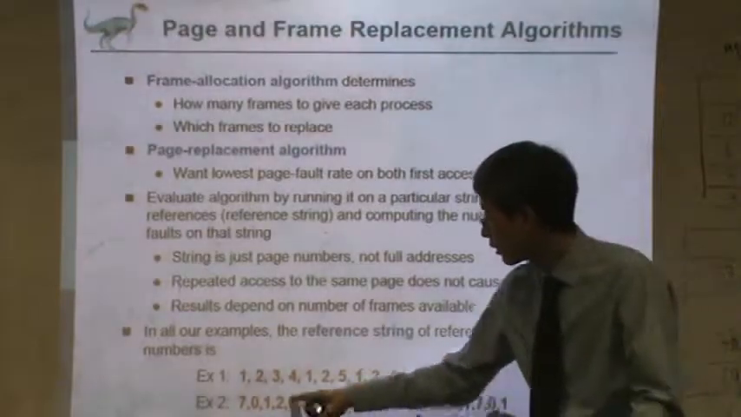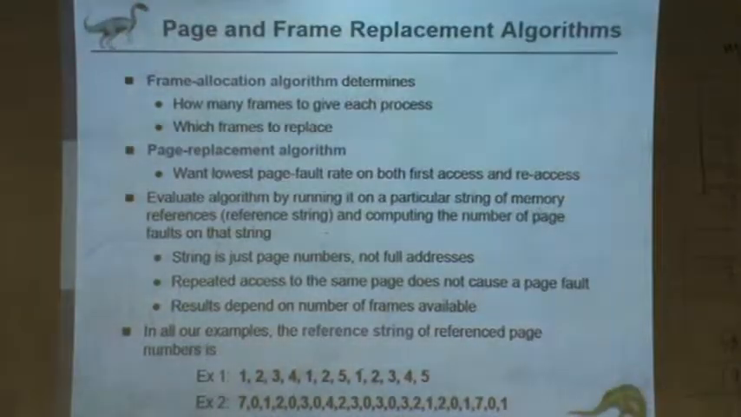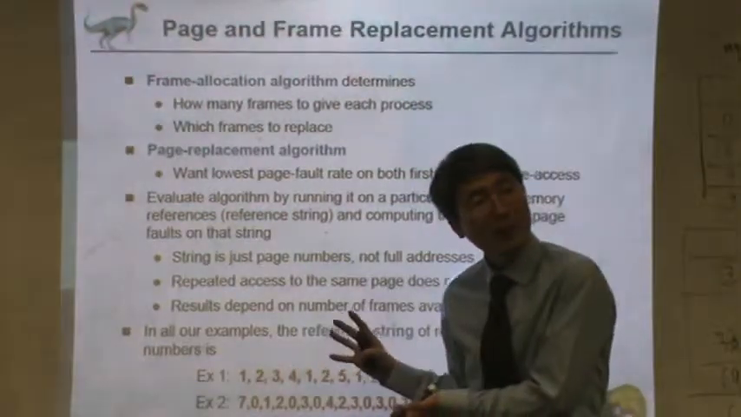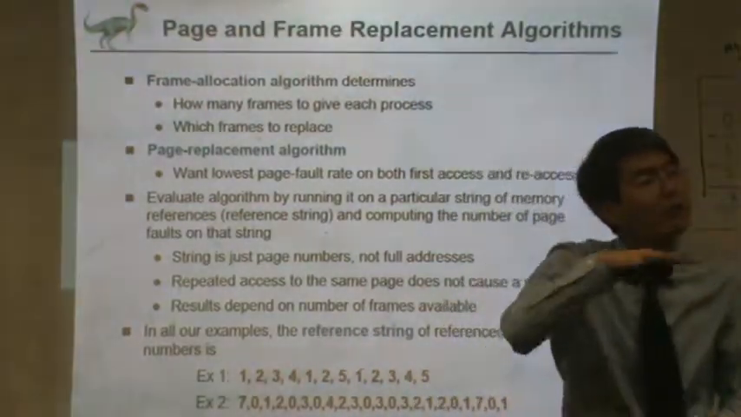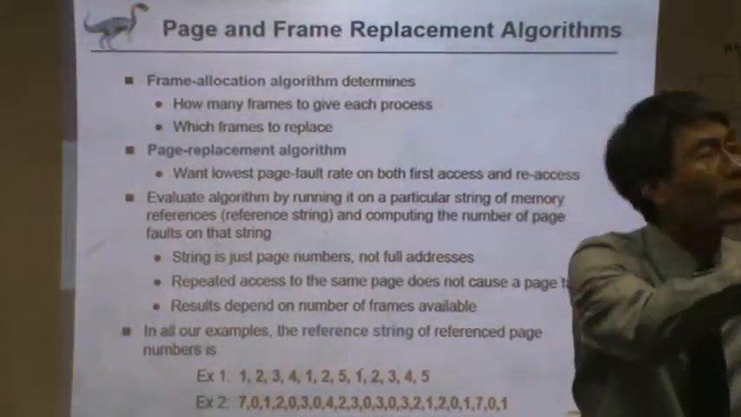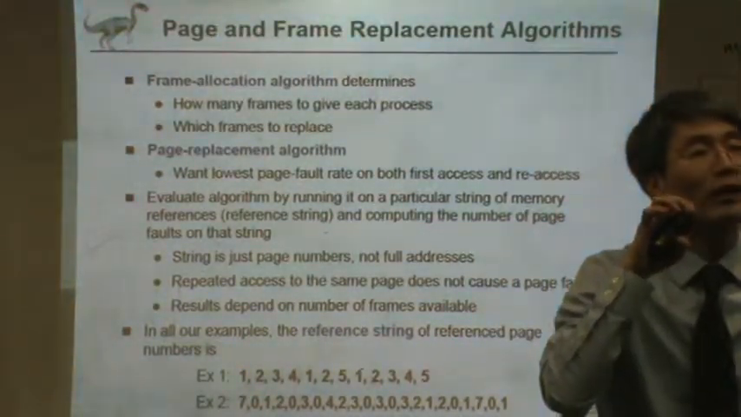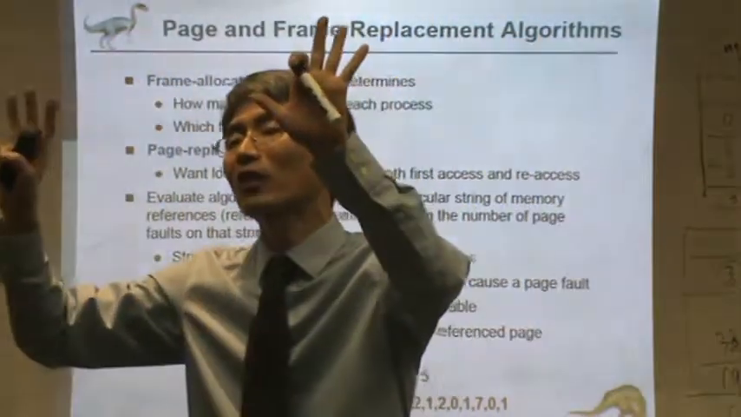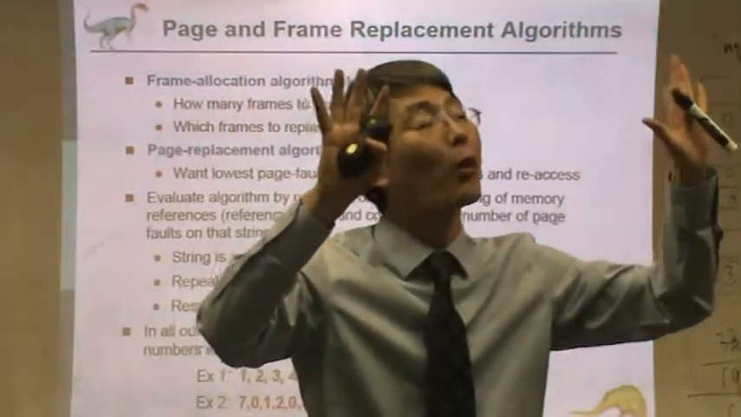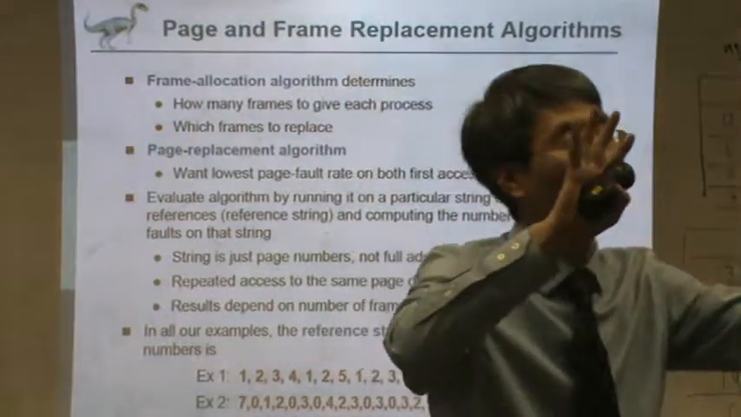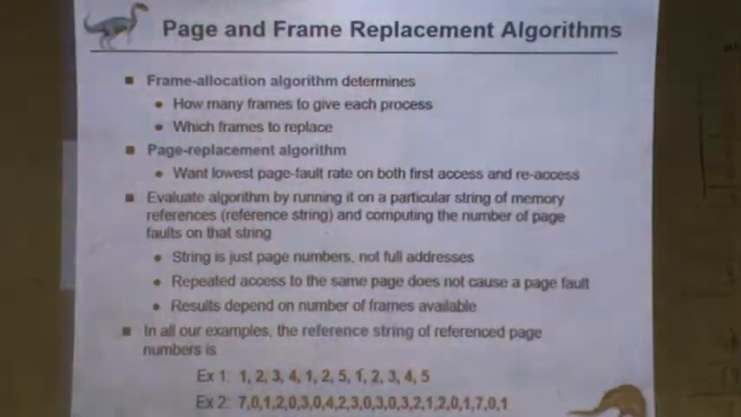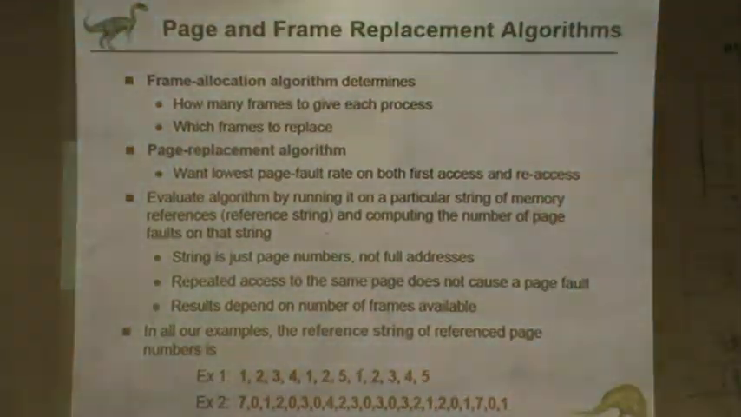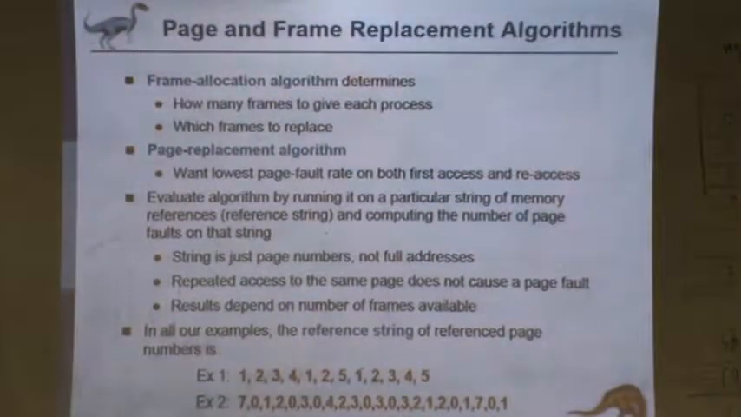Each number indicates a page number as well as the contents inside. And the second example is a little bit more complicated one, 70120. We will use the same reference strings, the same pattern of calling the pages from the CPU, then compare the performance for each algorithm: first in, first out, optimal, and LRU, the various versions of the LRU algorithm.